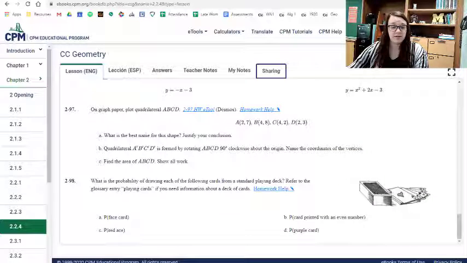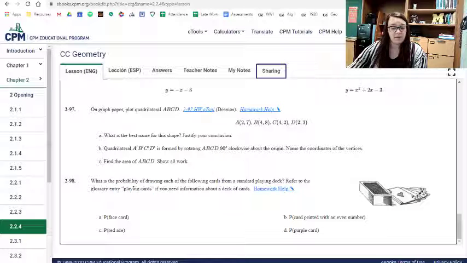On number 97, it says to use graph paper, or you could use the E tool once again to plot these points and then look at what happens when you rotate it, naming the new coordinates of the next vertex. The last one, number 98, is a probability question, and it's talking about playing cards. If you are not sure what playing cards are and all the different cards that are involved in that, you can use the glossary to find playing cards. You can also just Google it and you'll find a picture with all the cards you can reference as well.